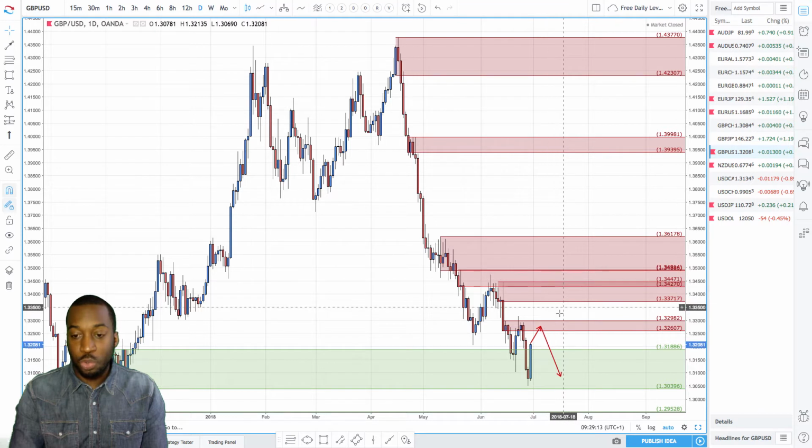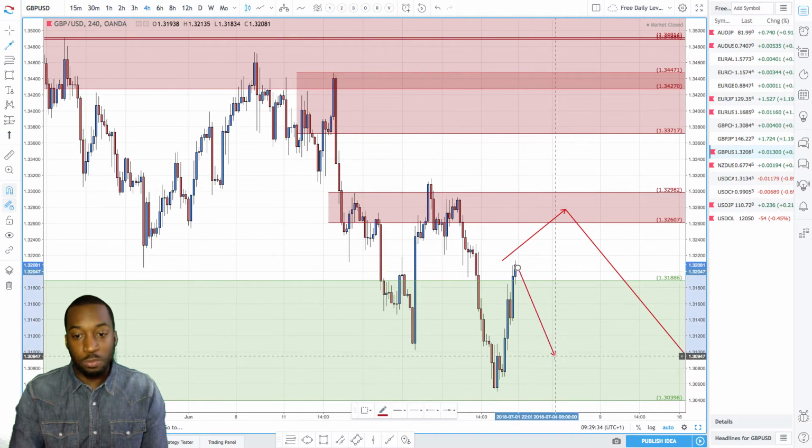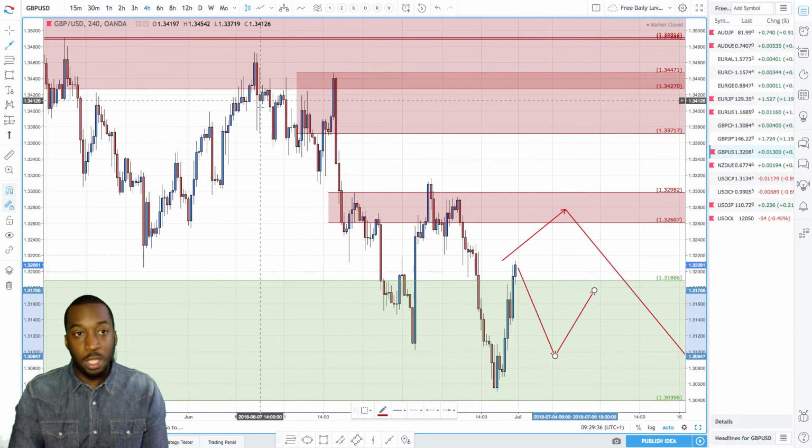If you're looking to get long, right now you could enter on the daily. Nice engulfing candle, calculate your pips and your risk. If that's a bit too much for you, then you'd probably be waiting for some sort of, if you're looking at a lower time frame chart, a double, maybe a pullback into a level before looking to get long on that currency pair.